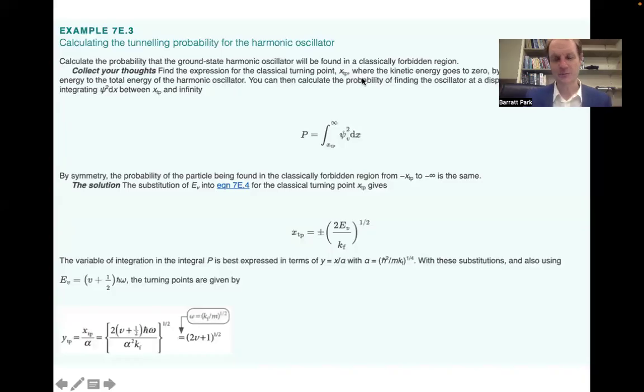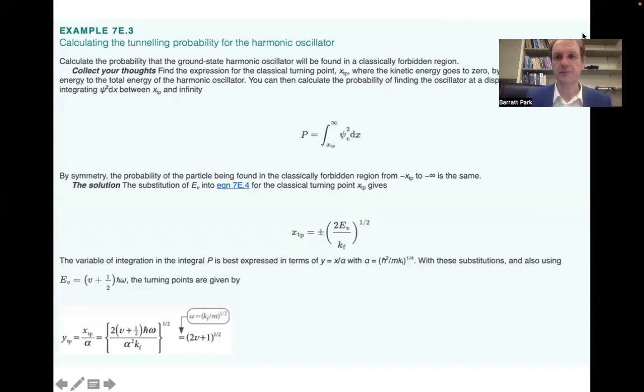Okay, so I'm going to do a brief demonstration of a problem. This is going to help you on problem number 5 of your second problem set. In problem 5, you're asked to find the probability of finding a particle in the classically forbidden region for a harmonic oscillator in the v equals 1 state. So I'm going to show an example with the v equals 0 state.